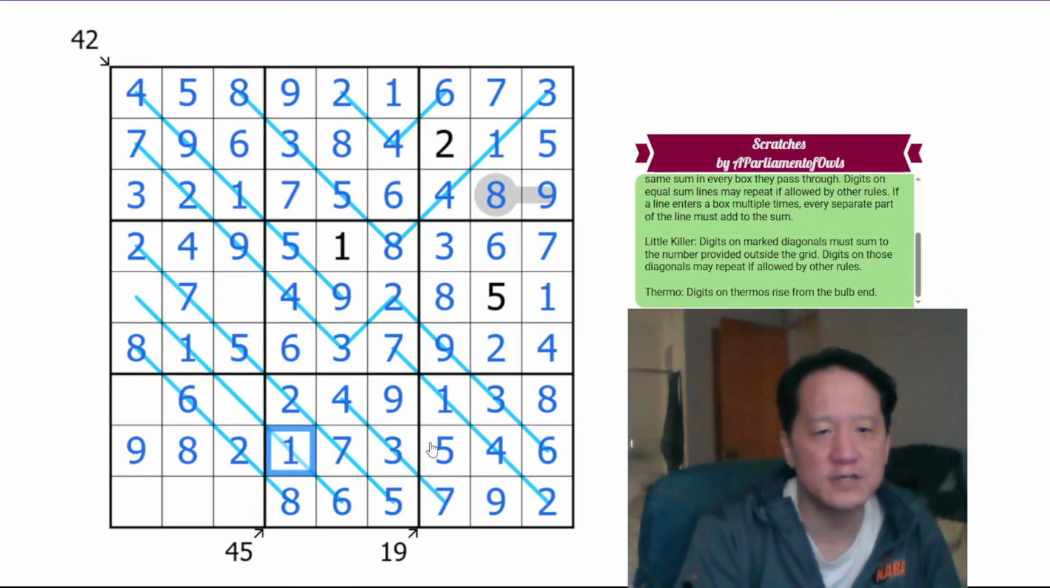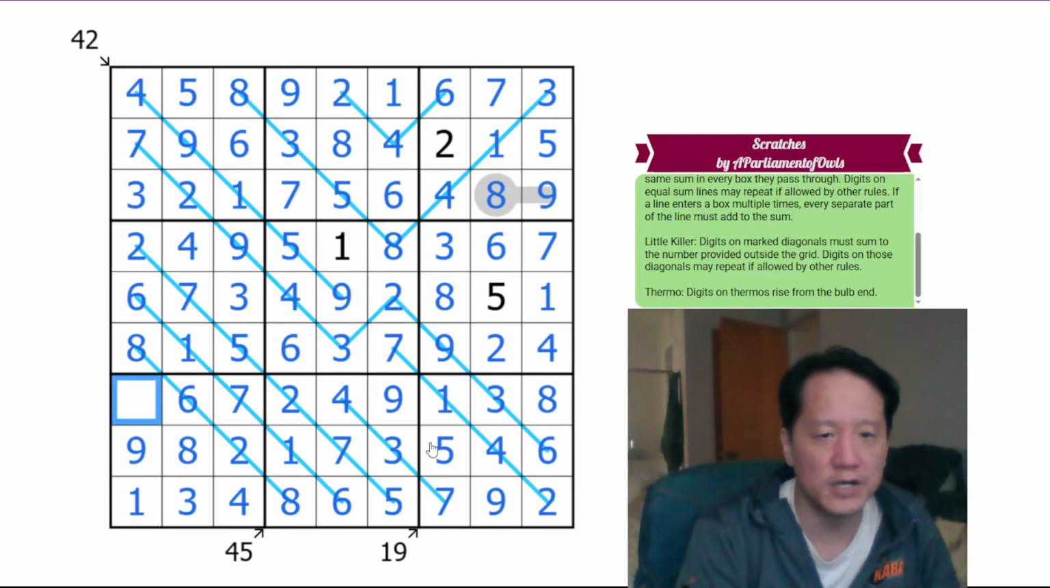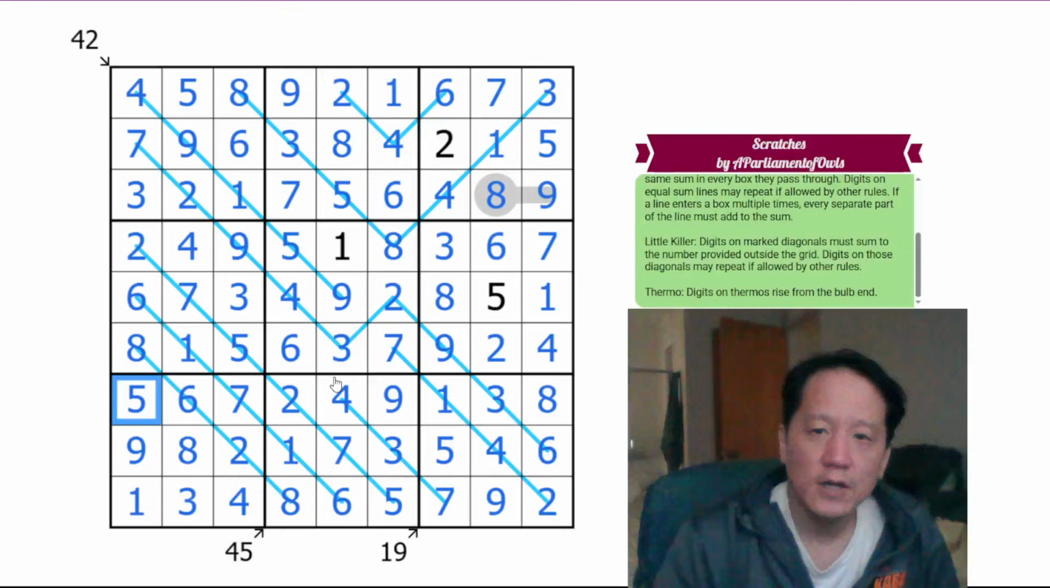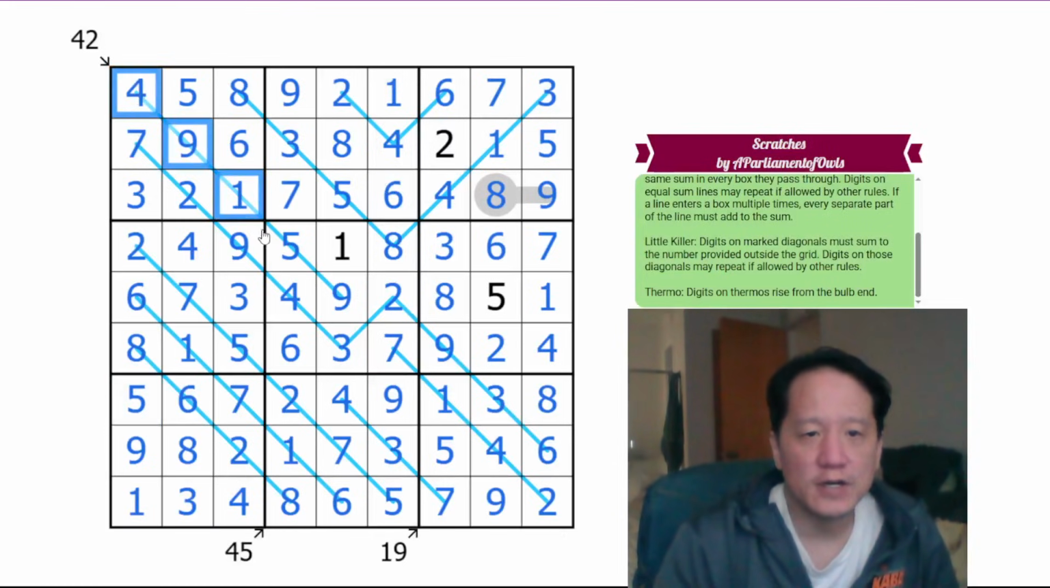We have 1 and 6 here, which forces this to be 7 to add up to the same sum, and this must be 1 and 6. That leaves this as a 3. Remaining digit here is 4. Remaining digit here is 3. Remaining digit in row 9 is 1, and remaining digit in row 7 is a 5. And that's how you solve it.